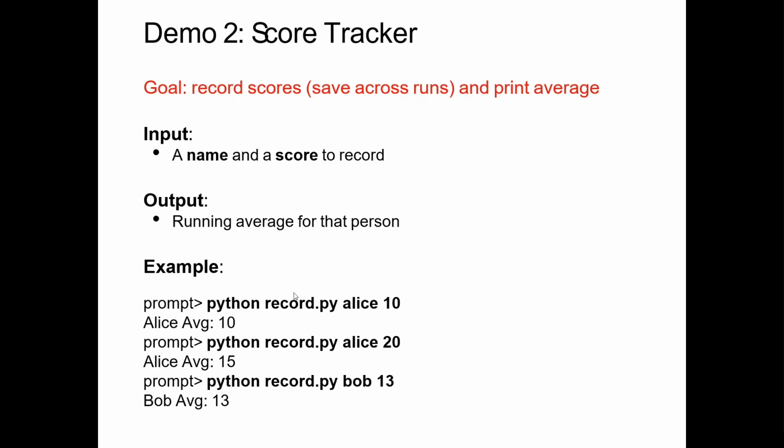So here's an example. We're going to call Python, give it scorekeeper or record.py, and give it 10 points to Alice. It's going to remember that there are 10 points. Now the program has ended right here. So then we're going to call record.py, give Alice 20 more points, and it's going to go look up what she got before, add 20 more to that record of her scores, and report the average, 15. And then if we call again with Bob, give him 13 points, it'll report Bob's average.